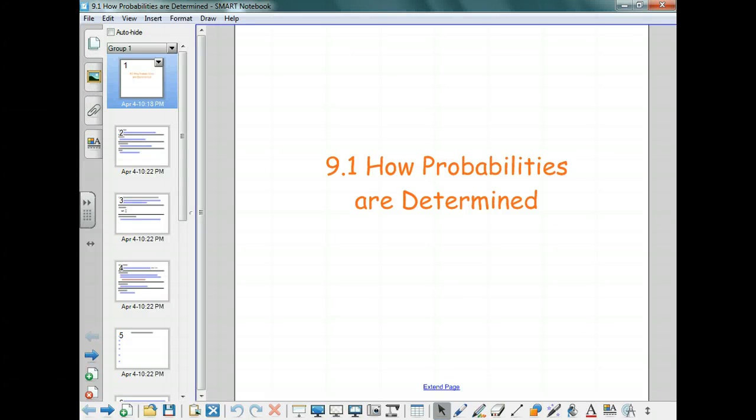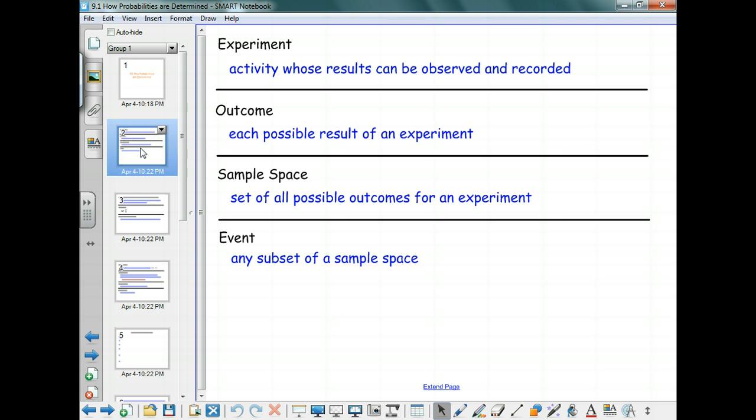Alright, so today we're going to take a look at section 9.1. We're going to talk about how probabilities are determined. A little bit of what we're going to do today is going to look familiar if you've taken contemporary math. If you haven't, that's okay too. But you may see some similar things to what you've seen in that classroom before.